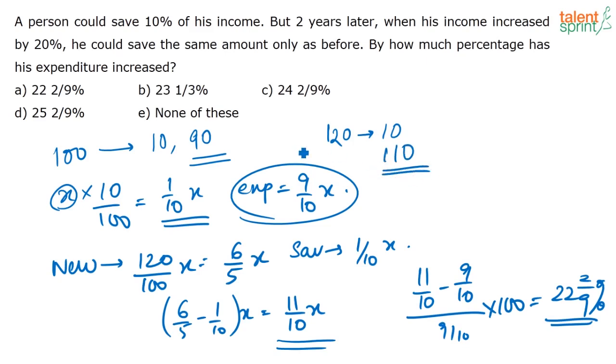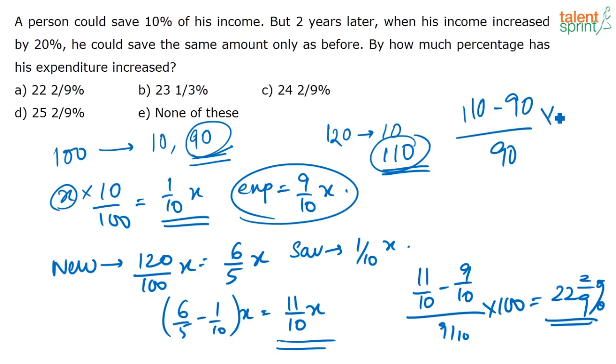So earlier his expenditure was 90, now his expenditure is 110. The change in expenditure is nothing but 110 minus 90 divided by 90 into 100. We also get the same answer as 22 2 by 9. Okay, both are correct, but in this particular question, if you put in the numbers, that would be easier. So let's move on to the next question.